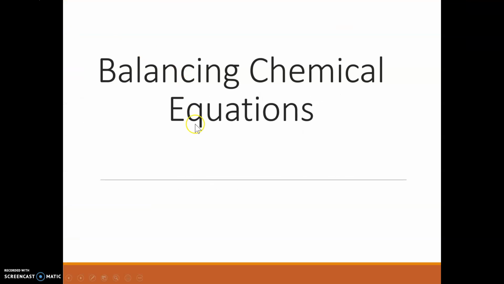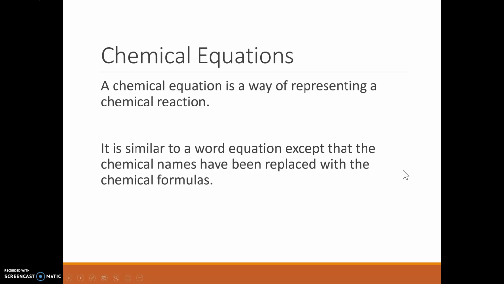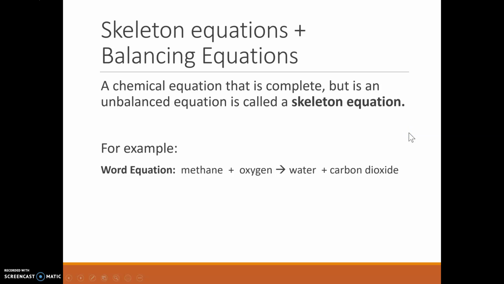Okay, so we're going to talk about balancing chemical equations. A chemical equation is a way of representing a chemical reaction. It's similar to a word equation, except that the chemical names have been replaced with chemical formulas. A chemical equation that is complete but is unbalanced is called a skeleton equation.